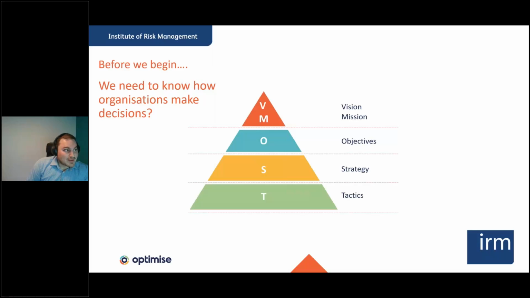Okay, so before we begin, I apologise in advance to those that I'm teaching how to suck eggs on this one, but it just needs to be absolutely clear how decisions are made in organisations. So a lot of major organisations, complex organisations, most that I've worked with use a model similar to this, the VMOS model. I'm sure a lot of you are familiar with it.